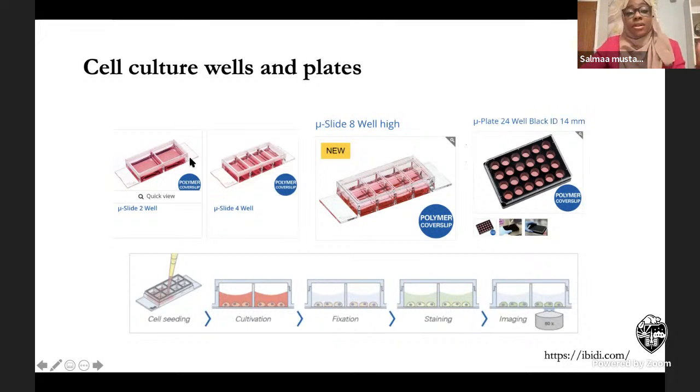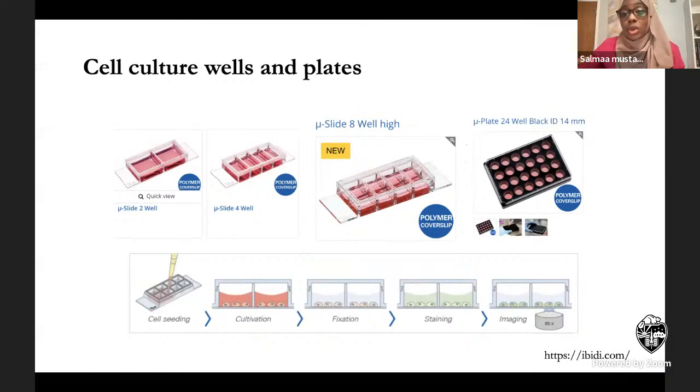So depending on the virus, the volume, and the number of cells that you need to plate, you can use these wells, 2 wells, 4 wells, 8 wells, and then you can also use 24 well plates. I use this one a lot because I was dealing with different volumes of different kinds of cells, using several cell lines at the same time.